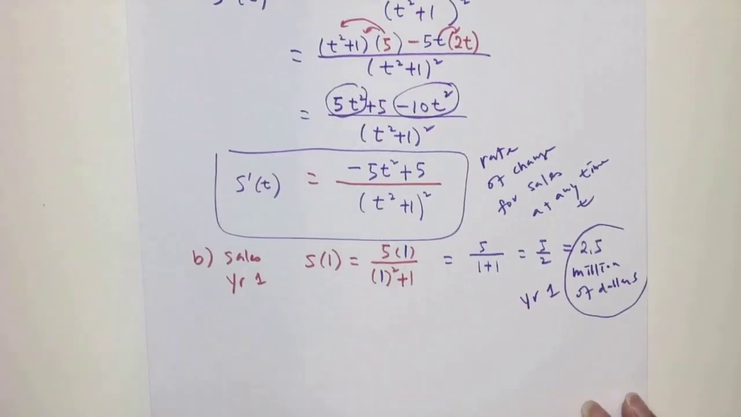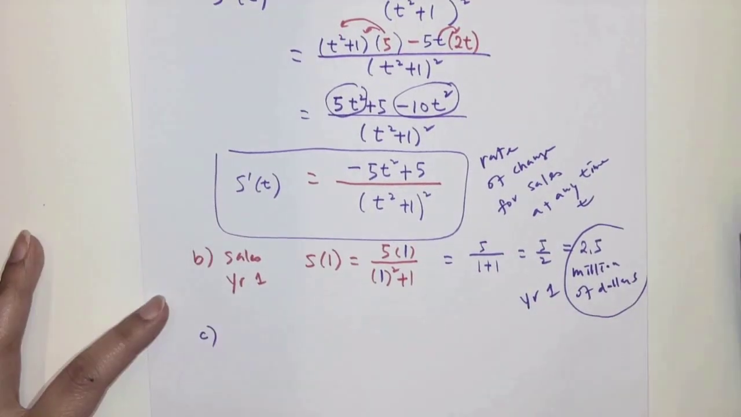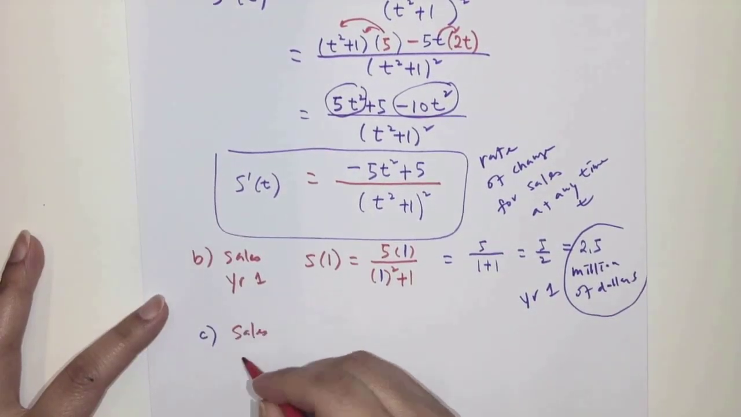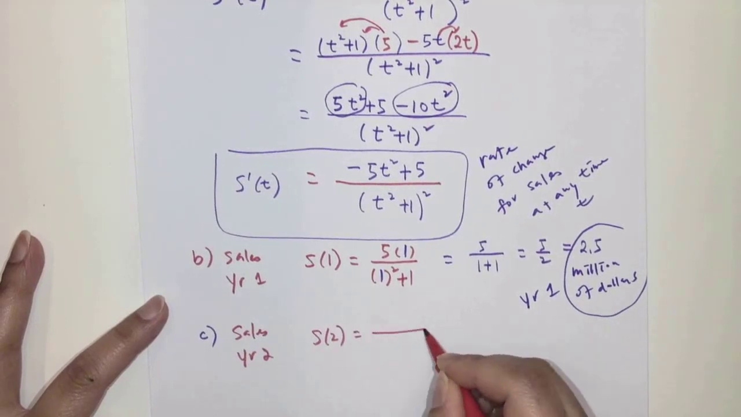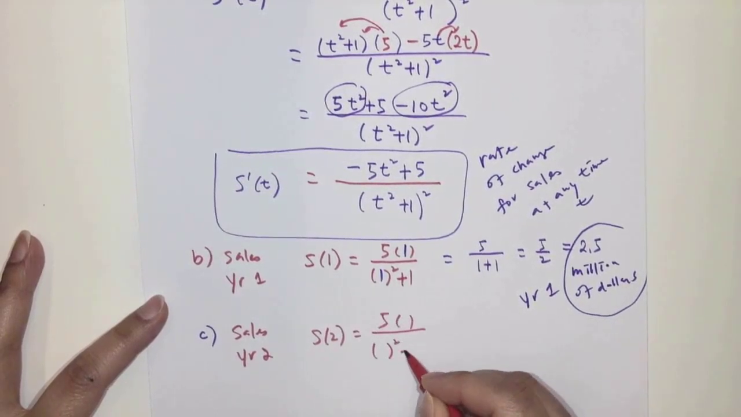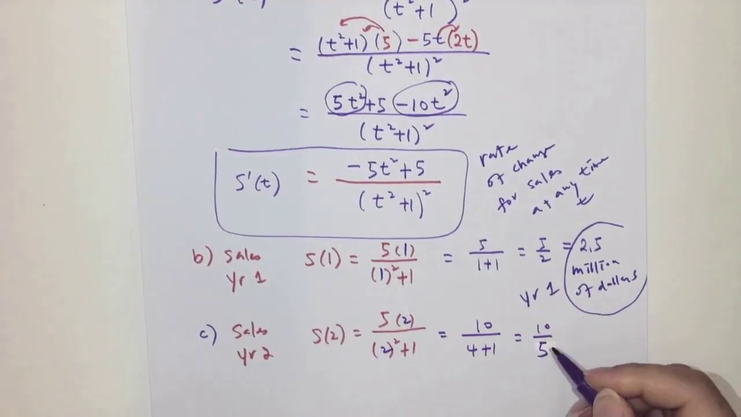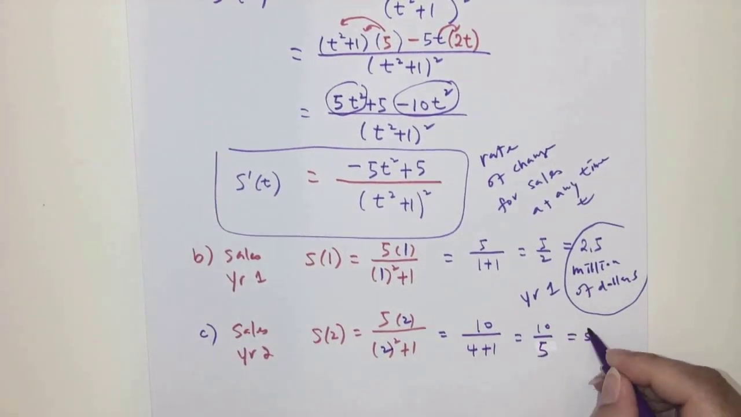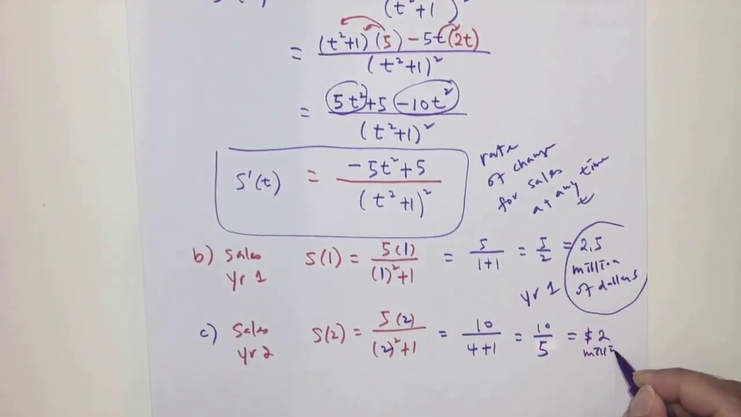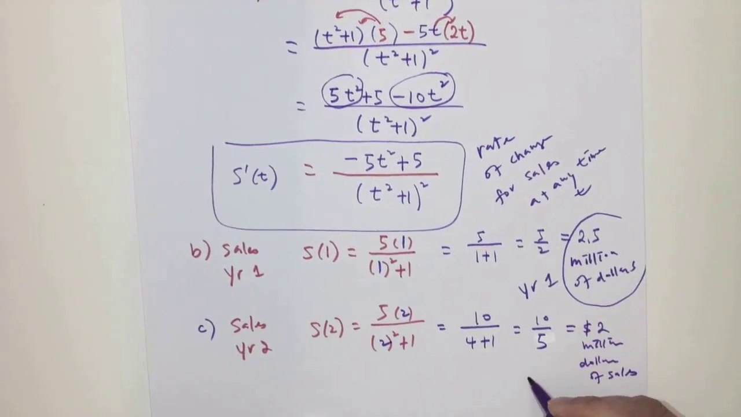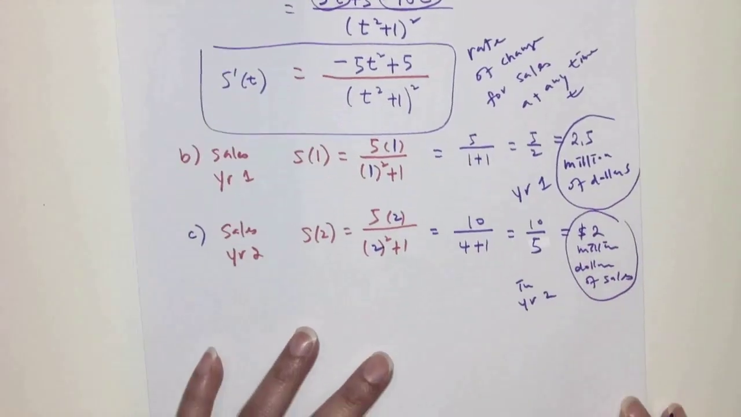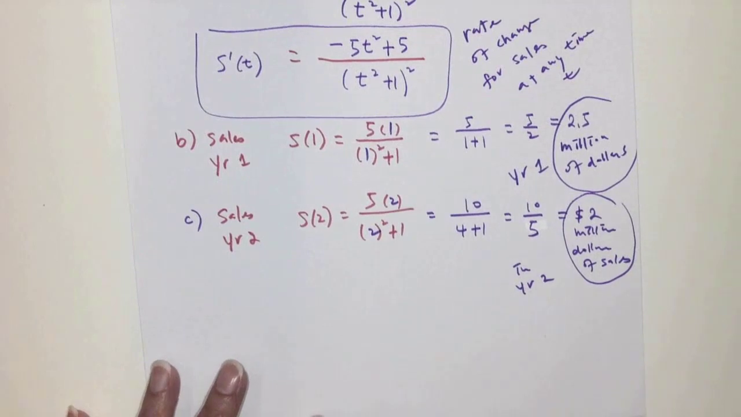And then C wants to know the year 2. C is sales in year 2. S of 2, 5 times 2 over 2 squared plus 1. 5 times 2 is 10. This is 4 plus 1. So 10 divided by 5 is going to be 2 million dollars of sales in year 2. Which makes sense because once it's released, people are not as excited after a year.